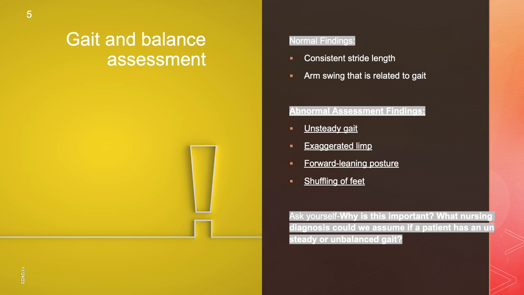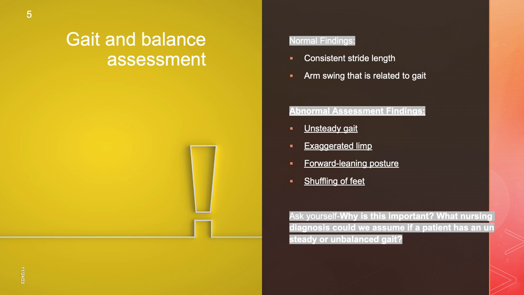So, gait and imbalance assessment. Basically, we want to make sure that someone is walking appropriately. We want to make sure that the stride length is pretty symmetrical, that for each step we're being consistent, and that we don't have much deviation in the length of the stride itself. Arms aren't going to swing together. That would be bizarre. Arms usually swing in the opposite of one another. And then things like unsteady gait, exaggerated limps, forward leaning posture, shuffling of the feet, those would be considered abnormal assessment findings.